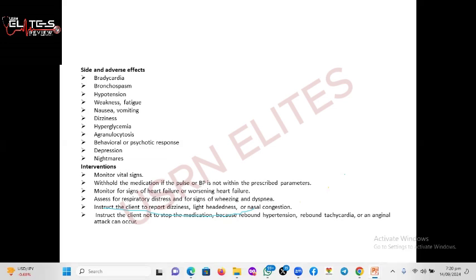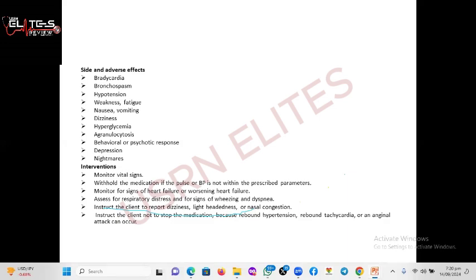You need to monitor. If the pulse rate is less than 60 and you are giving a beta blocker, you need to withhold the medication as well. Monitor for signs of heart failure and worsening heart failure. Then you assess for any form of respiratory distress, wheezing, dyspnea. So when it comes to beta blockers and asthma, it's very, very important.